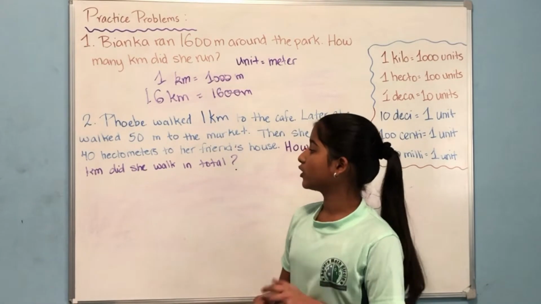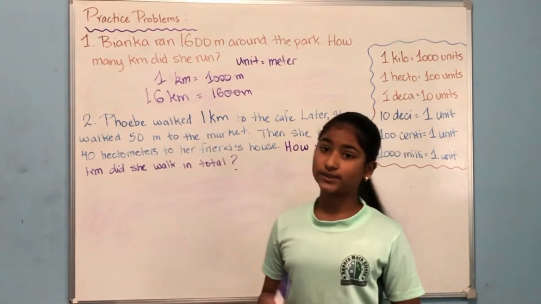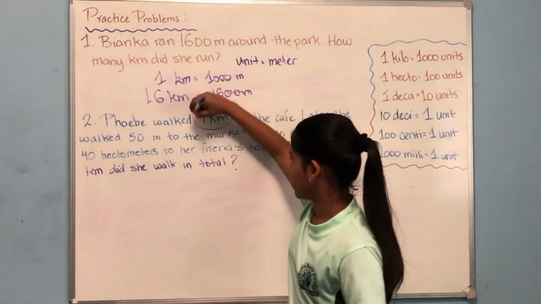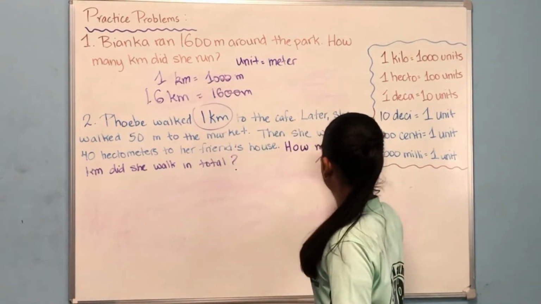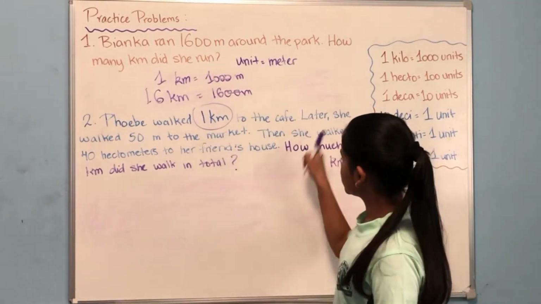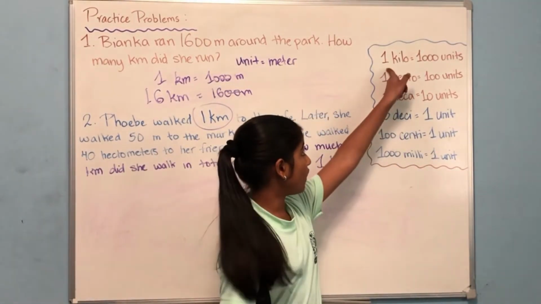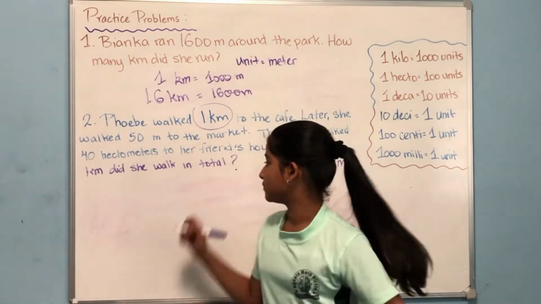Now we know that in order to solve, we have to convert all of these to kilometers and add. As you can see, the first one is already in kilometers, so we can leave it as it is and write it down on the side. So let's solve for 50 meters in kilometers. As we know, 1 kilometer is equal to 1,000 meters.